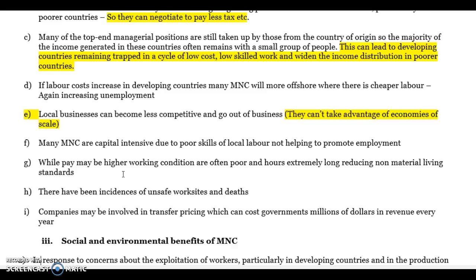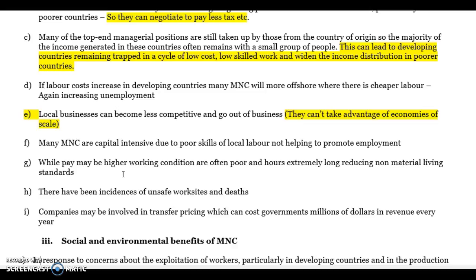And finally, companies have been involved in transfer pricing, where they have basically shifted the profits offshore and therefore have cost the government millions and millions of dollars because they've transferred money to a subsidiary in, like, the Cayman Islands or something like that to reduce the amount of tax that they have to pay.